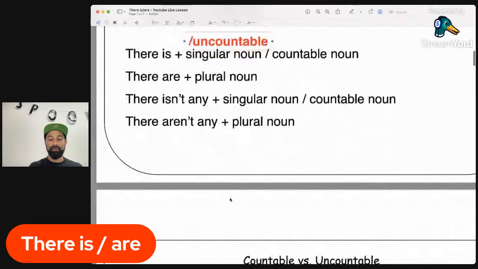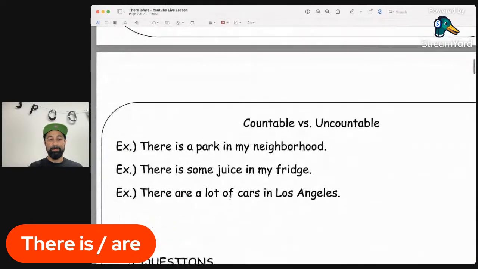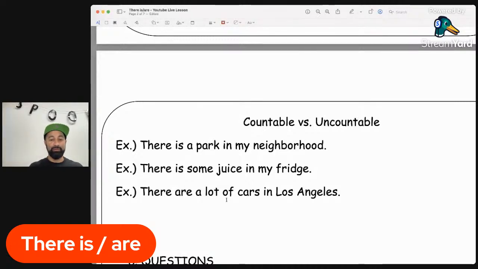Okay, so let's look at the example sentences. There is a park in my neighborhood. Park, this is countable. It's one. So we say there is. Next sentence, I've got juice. Juice is uncountable. So I must say there is. There is some juice in my fridge. And last one, cars. Cars is countable. There are a lot of cars in Los Angeles.